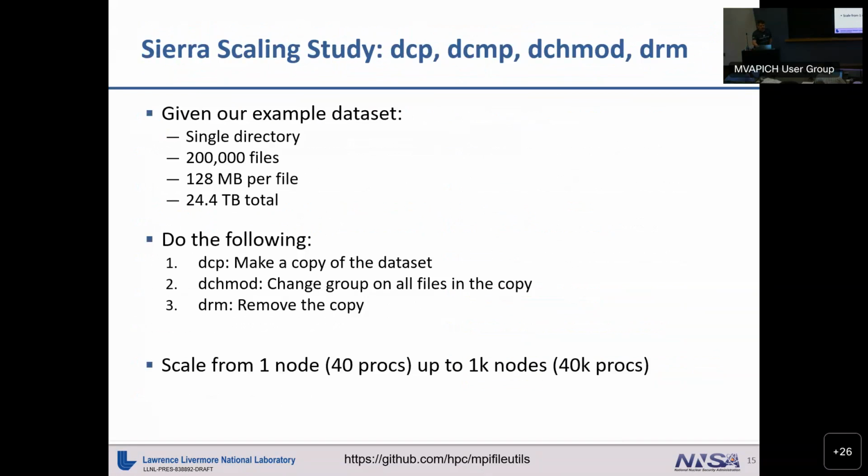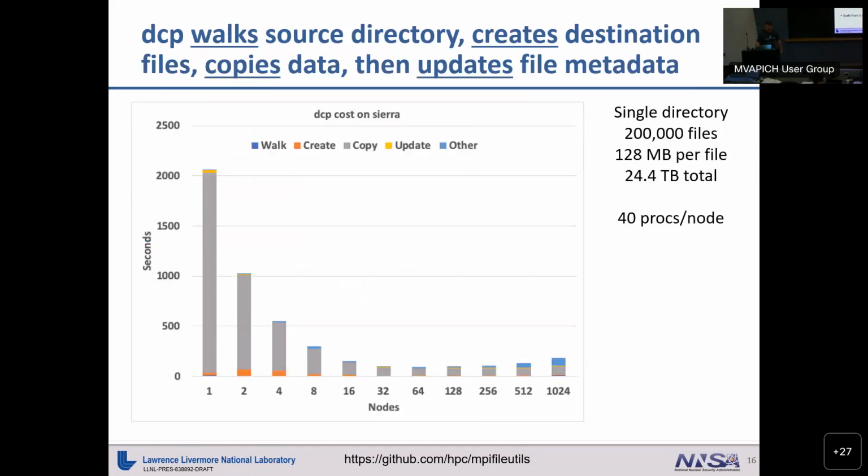All right, thanks everybody. Let me jump into the performance. We did some scaling studies, and this was on Sierra. As a test data set, I was using exactly what I was explaining before: that single directory, 200,000 files, 128 megabytes a file. We wanted to do three things. We wanted to use DCP to make a copy of the data set, then use dchmod to change the group on all the files, and then DRM to remove the copy, right? We did that test on Sierra, scaling from 1 node to 1,000 nodes. That ran from 40 procs up to 40,000 processes.